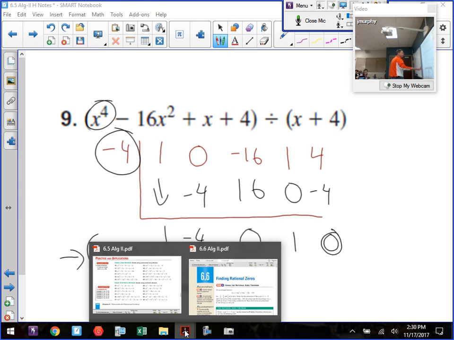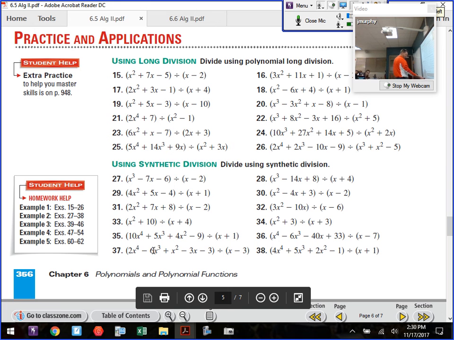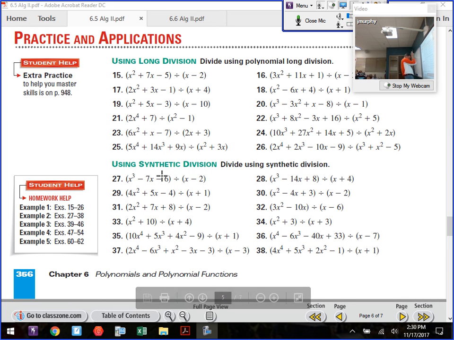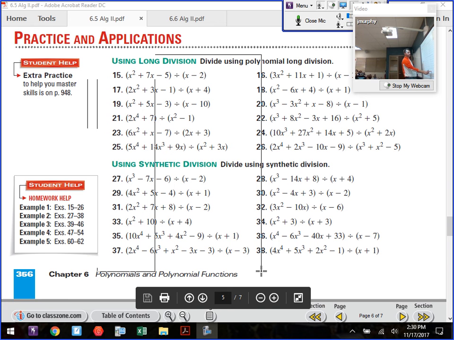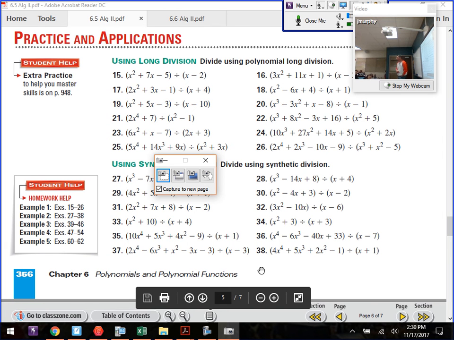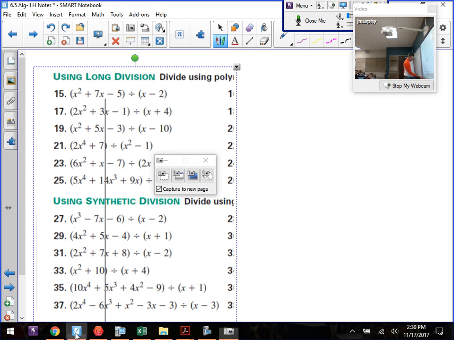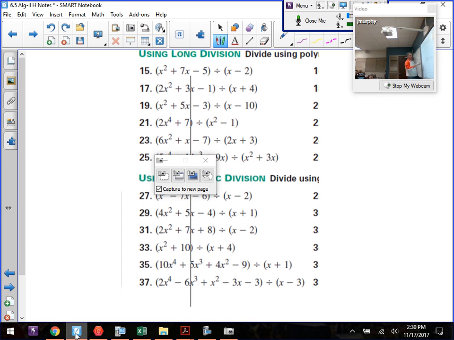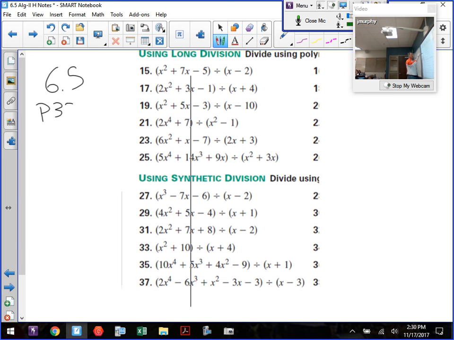Tonight, or throughout the next day or so, I'd like you guys to work on, this is on page 356. I've got, what, 6 long division and 6 synthetic. Yeah. So this is on 6.5, page 356, 1537 dots.